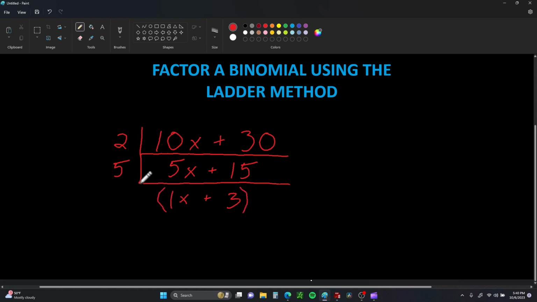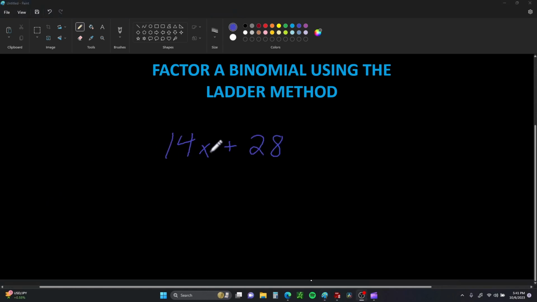So what I have over here, which is 2 times 5, that's the GCF that's been removed from this expression, and I have a 10 here. Now, if you recall, in order to tell if I've done this right, if I do the distributive property, I have 10 times 1x is 10x, and I have 10 times 3 is 30. So it checks out. We'll do one more example.